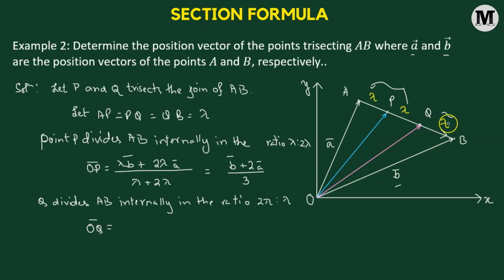So the OQ vector will be, we'll take lambda and multiply it with vector A to get lambda A vector, added to 2 lambda multiplied with B vector to get 2 lambda times B vector, divided by lambda plus 2 lambda. That's going to give us (A vector plus 2B vector) divided by 3. So therefore we have successfully obtained the position vectors of the points P and Q such that these 2 points trisect the line joining A and B, whose position vectors are given by A vector and B vector respectively. Let's do one more problem.